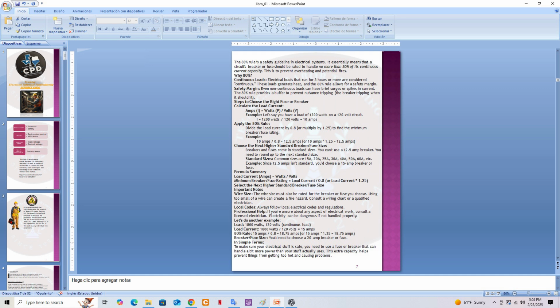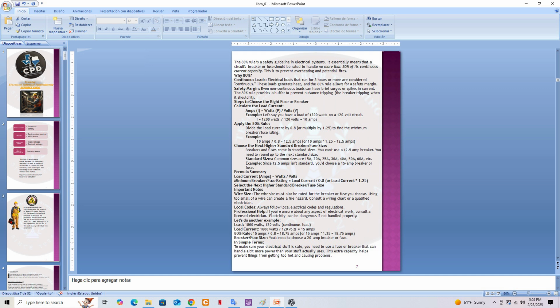Let's do another example. Load, 1800 watts, 120 volts, continuous load. Load current, 1800 watts divided by 120 volts equals 15 amps. 80% rule, 15 amps divided by 0.8 equals 18.75 amps, or 15 amps times 1.25 equals 18.75 amps. Breaker or fuse size, you'd need to choose a 20 amp breaker or fuse.